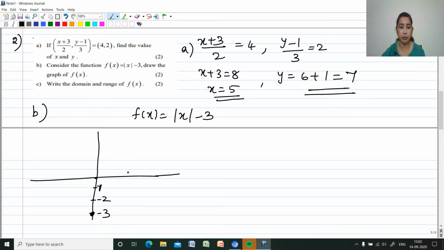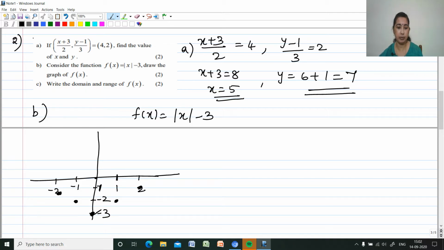Then what about when I put x equal to 1? X equal to 1 means y will be minus 2. So 1 comma minus 2. In the same way, if I put minus 1, what happens to the value of y? It will be 1 minus 3, that is again minus 2, so it will be here itself. Again, if you put x equal to 2, you get minus 1, so 2 comma minus 1 will be here. In the same way on the other side, if it is minus 2, again it will map to minus 1.